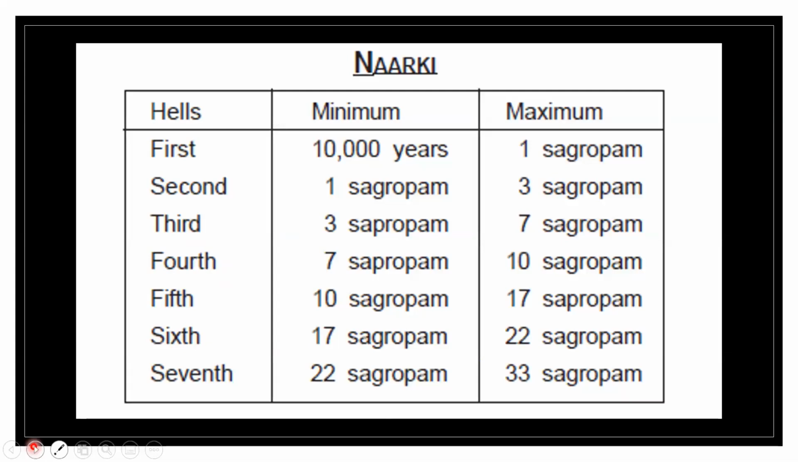So now let's see the Ayushya of the Jeevs of Narki. In the first Narak, the minimum Ayushya is 10,000 years, and the maximum Ayushya of the Jeev is 1 Sagaropam. In the second Narak, it increases: the minimum Ayushya is 1 Sagaropam, and the maximum is 3 Sagaropams. Similarly, in the 7th Narak, the minimum Ayushya is 22 Sagaropams, and the maximum is 33 Sagaropams. So if you see the 7 Narkavas, the pain increases as you go down, the height increases, and the Ayushya also increases as you go down to the 7th Narak.